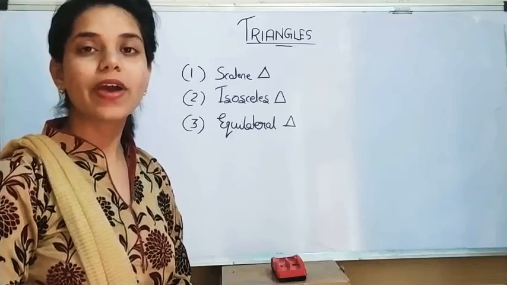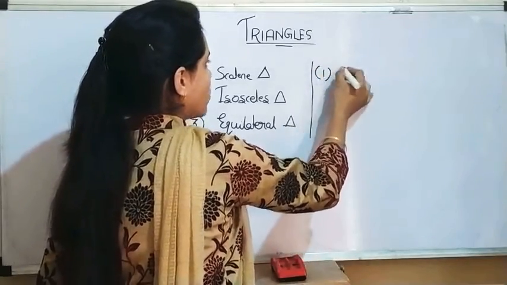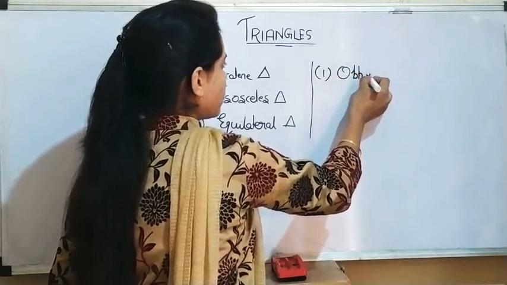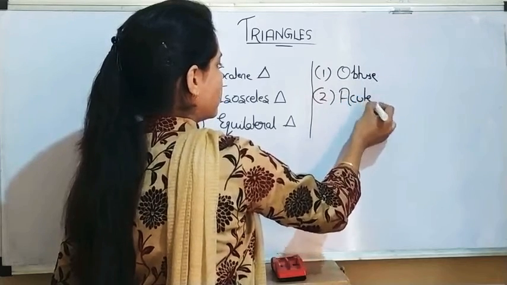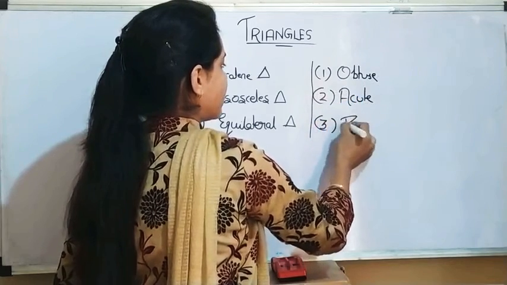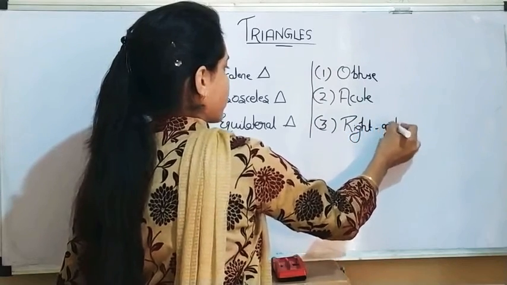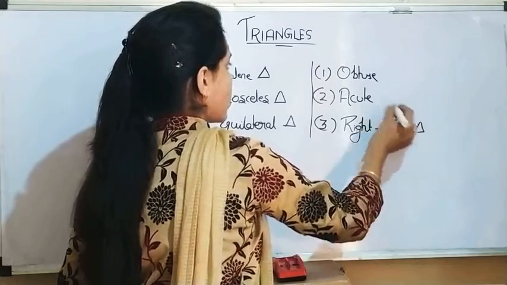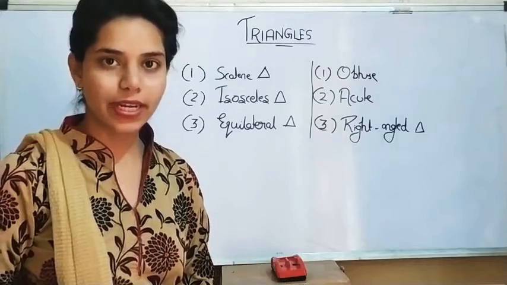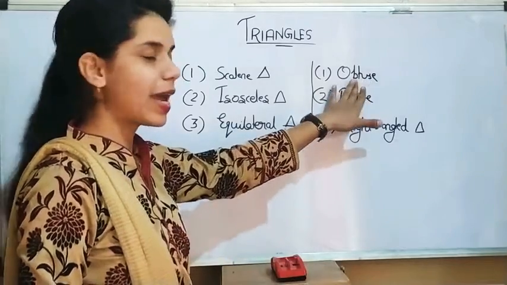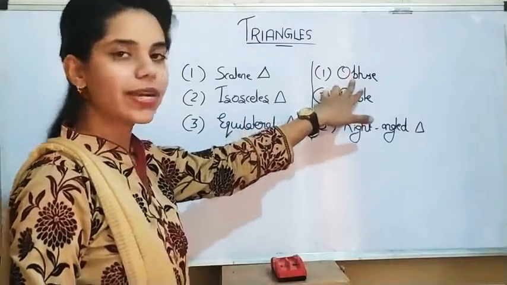Now on the basis of angles, how many types of triangles are there? Three. Obtuse angle triangle, acute angle triangle, and right angle triangle. Obtuse means it is greater than 90 degrees and less than 180 degrees. So the triangle which makes an angle greater than 90 degrees and less than 180 degrees is an obtuse angle triangle.